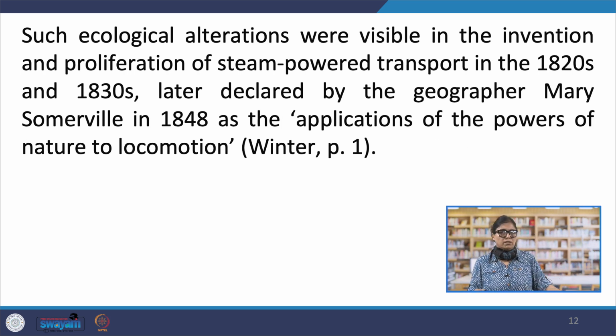Such ecological alterations were visible in the invention and proliferation of steam power transport in the 1820s and 1830s, later declared by the geographer Mary Somerville in 1848 as the applications of the powers of nature to locomotion. Alterations were also visible in the new technological freedom for factory owners to depart from the water-based energy which had geographically tied them to rural riverside sites and move to coal-powered factories which could be based in cities where an abundance of cheap labor could be easily exploited.